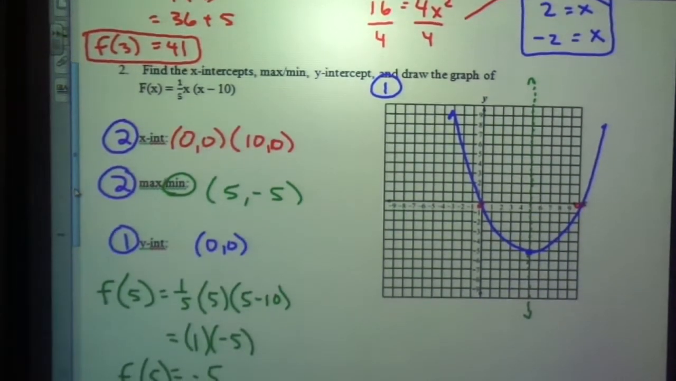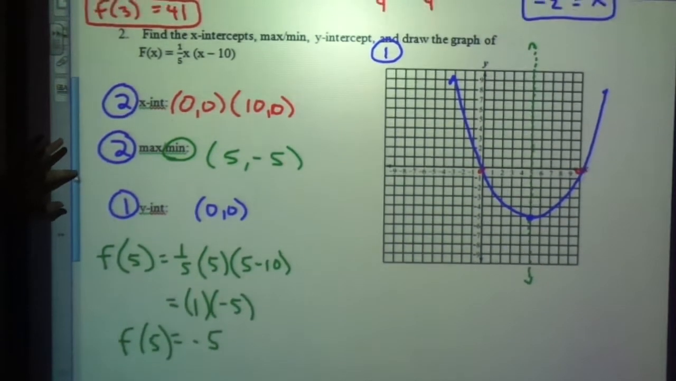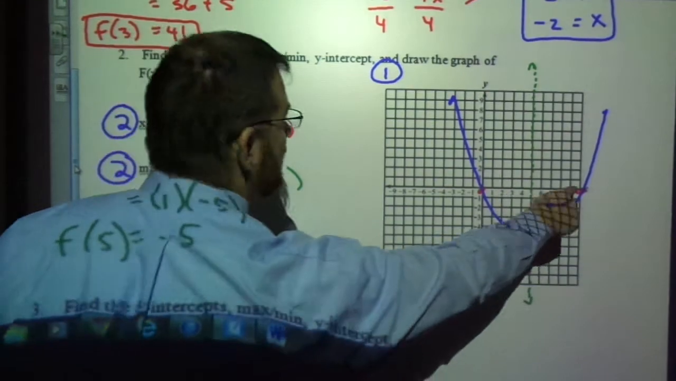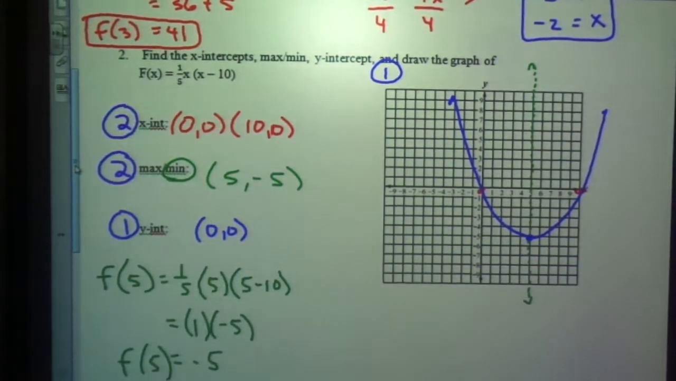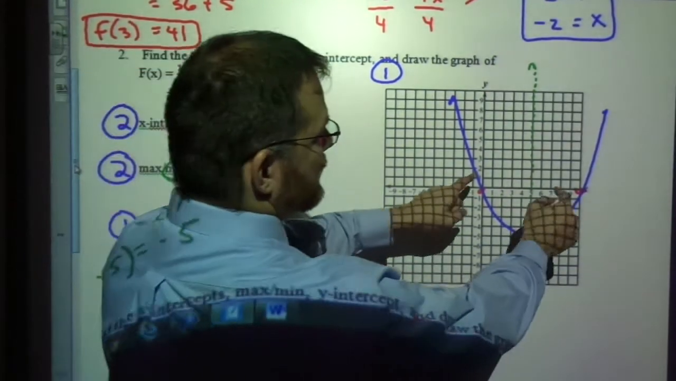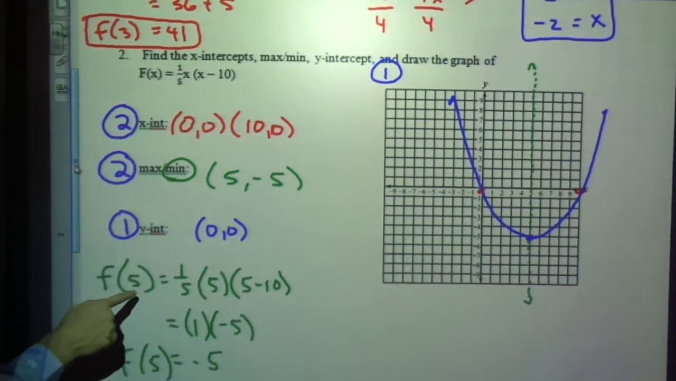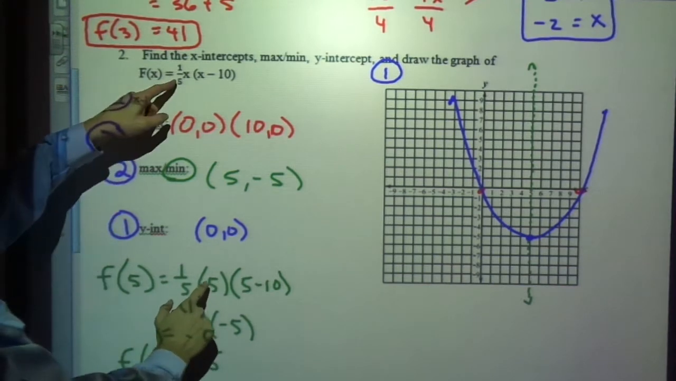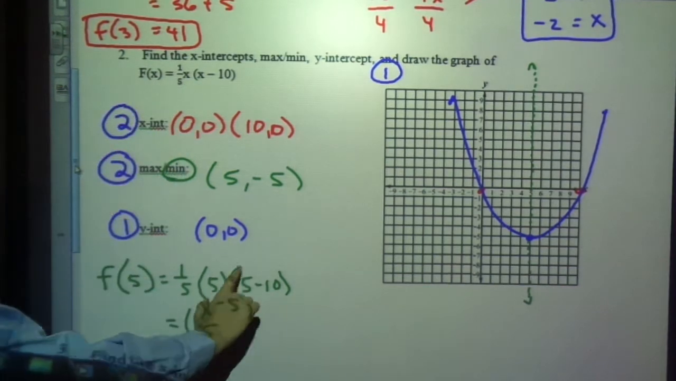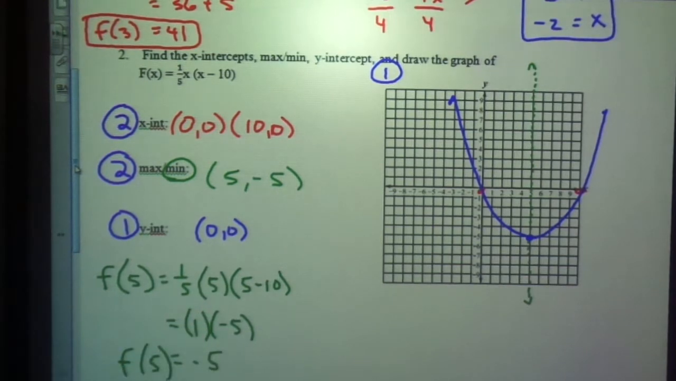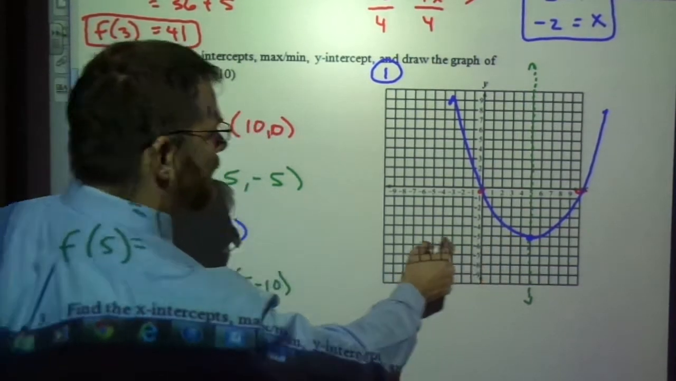Problem number 2. Our x-intercepts here are 0 for this one and 10 for this one. So 0 and 10. Then this is a minimum. The middle between 0 and 10 is 5. So we plug in 5 and find f of 5. We're plugging in 5 here for x and 5 here for x. This is negative 5. This multiplied together equals 1. And when we multiply those, it's negative 5. So the function, when x is 5, has a height of negative 5, and that is the point right here.